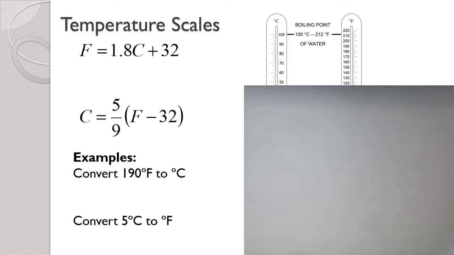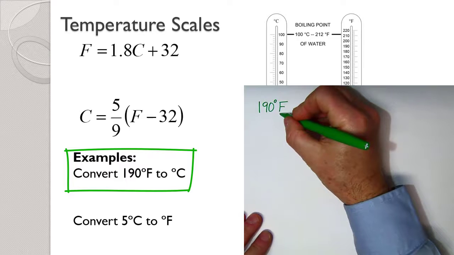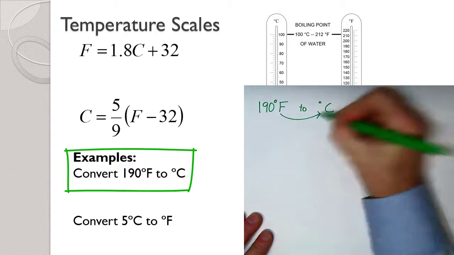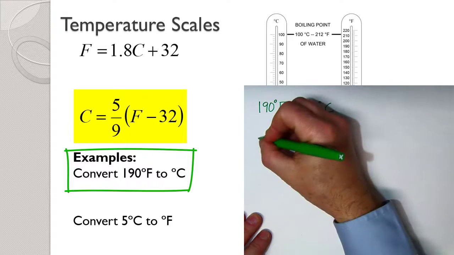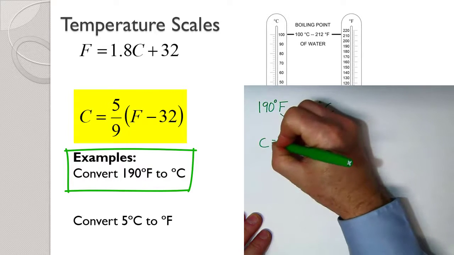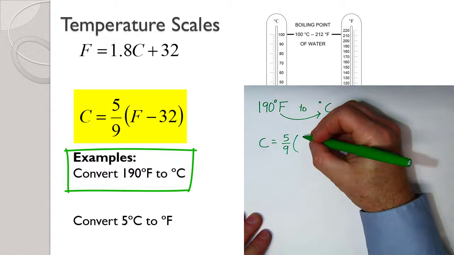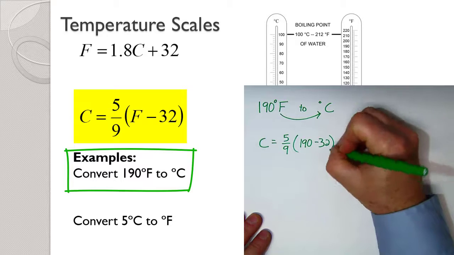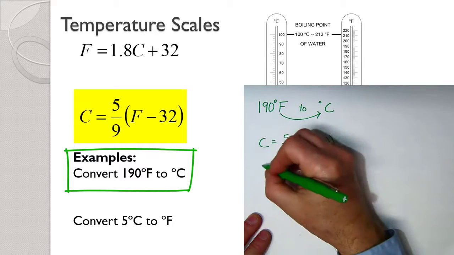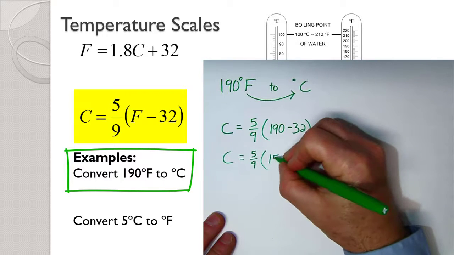Our first one, let's convert 190 degrees Fahrenheit to Celsius. Well, notice here that we're trying to find a Celsius temperature and we're given a Fahrenheit temperature. So we should be using this formula right here. This is the formula that tells us Celsius if we know Fahrenheit. And so the formula says that our Celsius temperature will be 5/9 times our Fahrenheit temperature, that's our F, 190 degrees Fahrenheit minus 32, and that's in parentheses. So 190 minus 32, that means our Celsius temperature is 5/9 times 158.